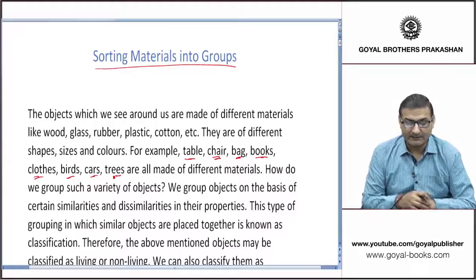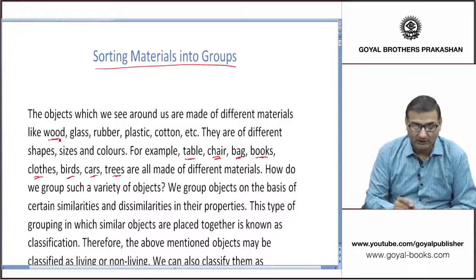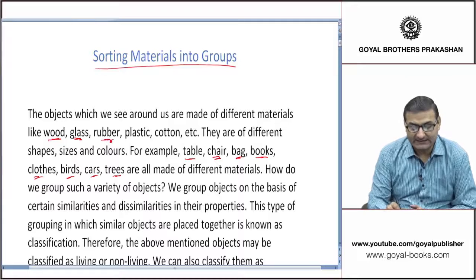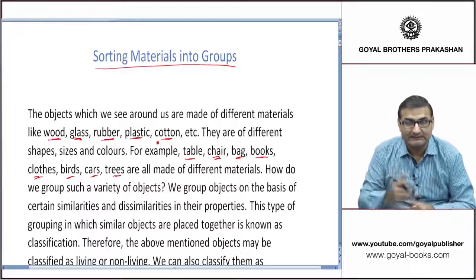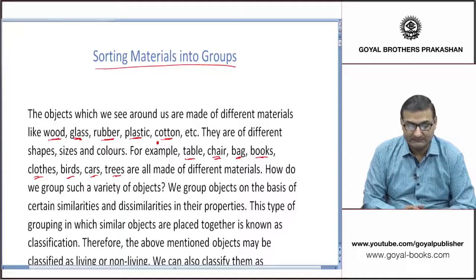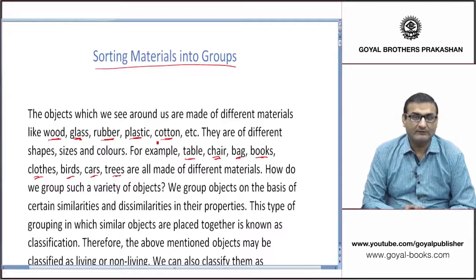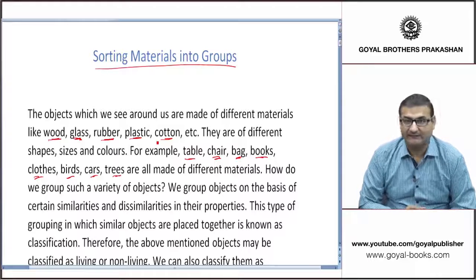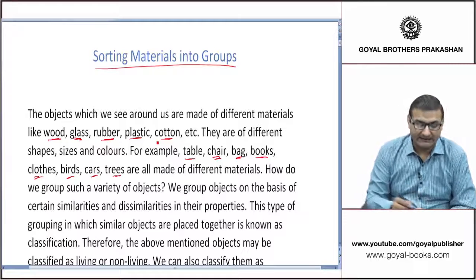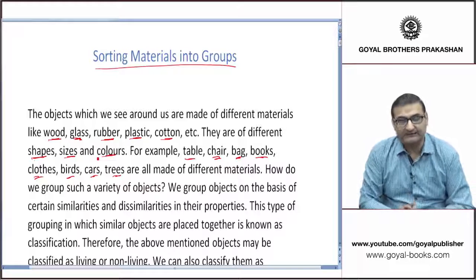For example, mainly the different materials we see around us are things made up of wood or glass. There are certain things made up of rubber, many things made up of plastic, cotton, metals, non-metals, right? Another thing is, all these things that we see around, which are made up of different varieties of material, are different. How are they different? They are different in their shape, in their size and in their colors.